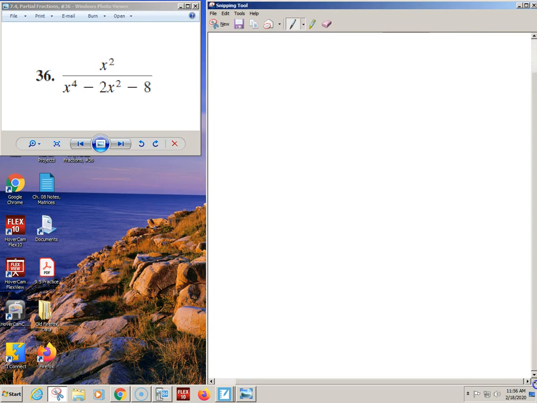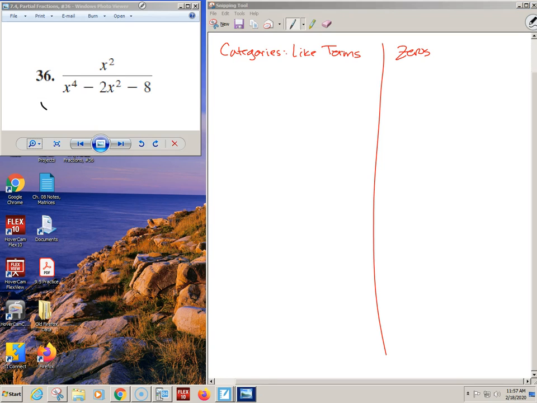But what do I have over here? Number 36. I'm not going to do the whole thing, but remember, there are two approaches. This one is using the zeros, and this one is categorizing by like terms. Both of them technically start out the same way. Both of them say, can you factor? And the full factorization is going to be x plus 2, x minus 2 times x squared minus 4 plus 2, I think.